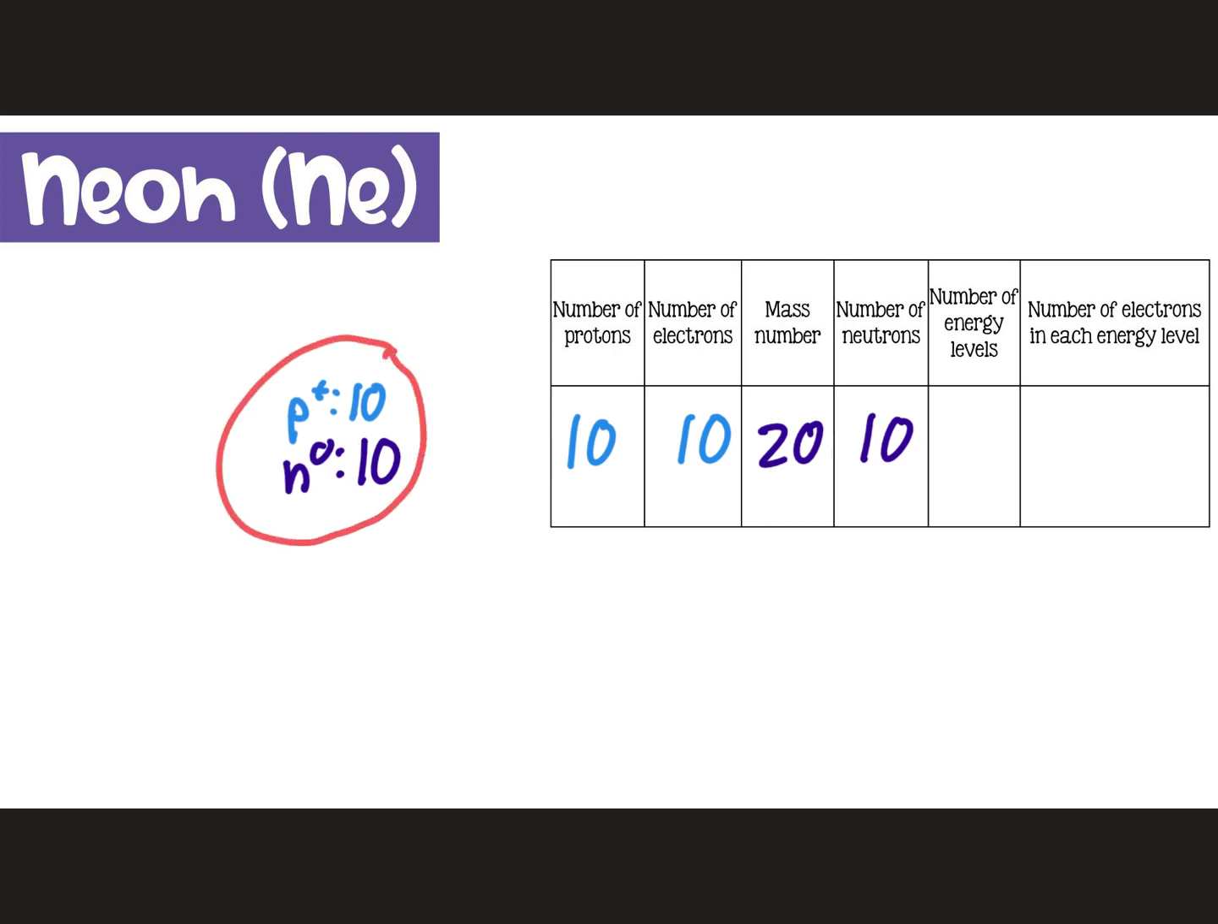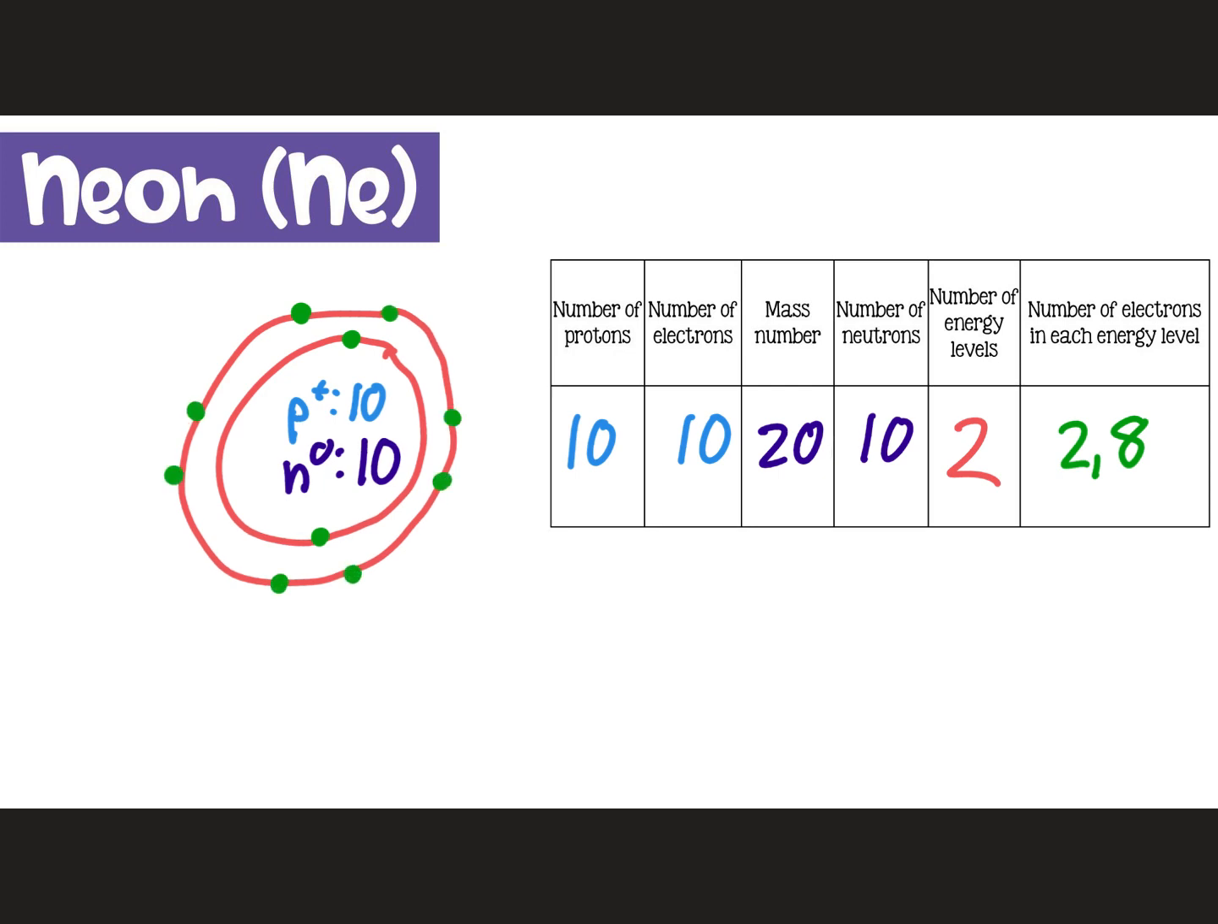Since neon is in the second period or row of the periodic table, there are 2 energy levels that we must add. Now let's add the electrons to each energy level. 2 can go in the first level, and the remaining 8 can go in the second. Neon has 8 valence electrons.